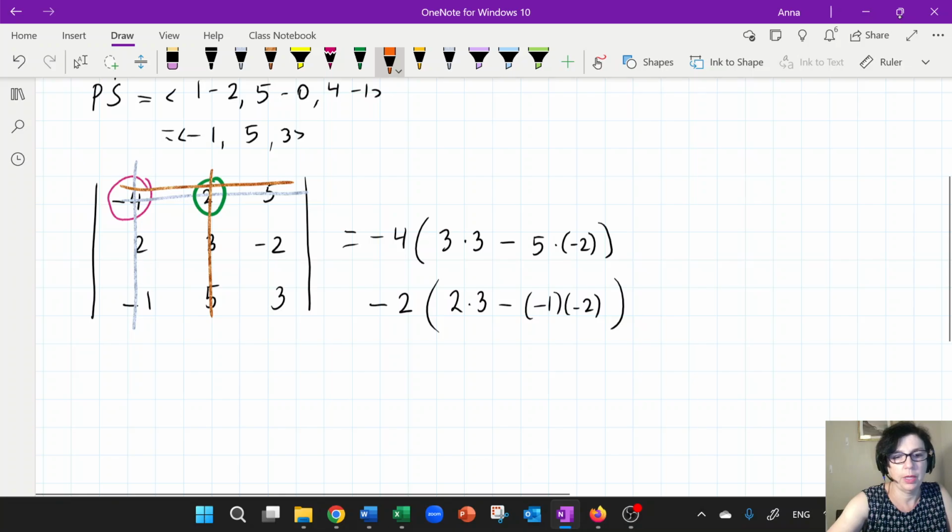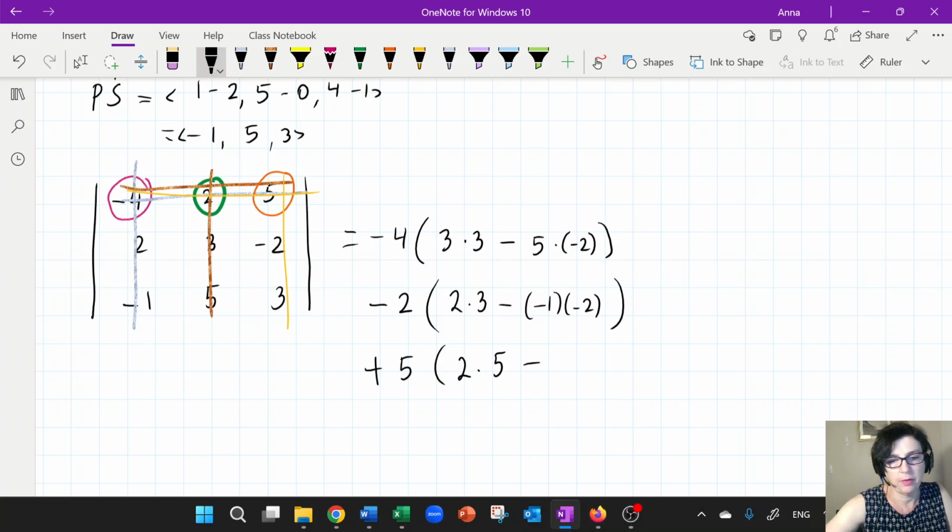Finally, we get to the last number, which is 5, and cross that out. And so that will come with a plus. And it will be 2 times 5 minus 3 multiplied by -1. Okay, so let's see if we can compute each one.